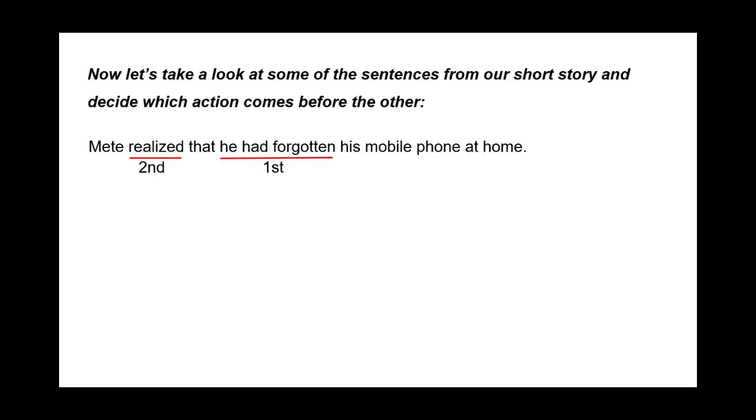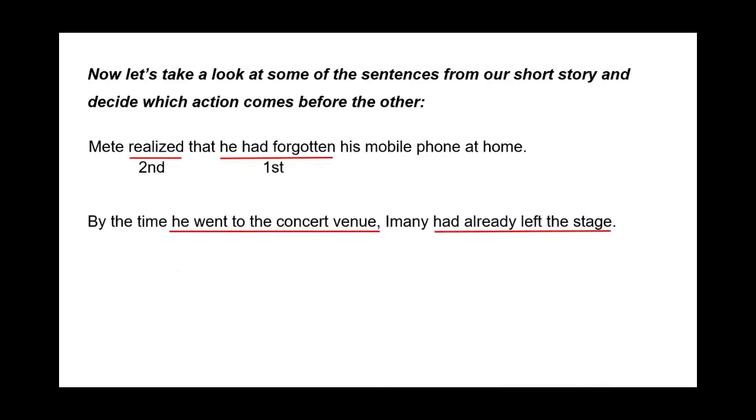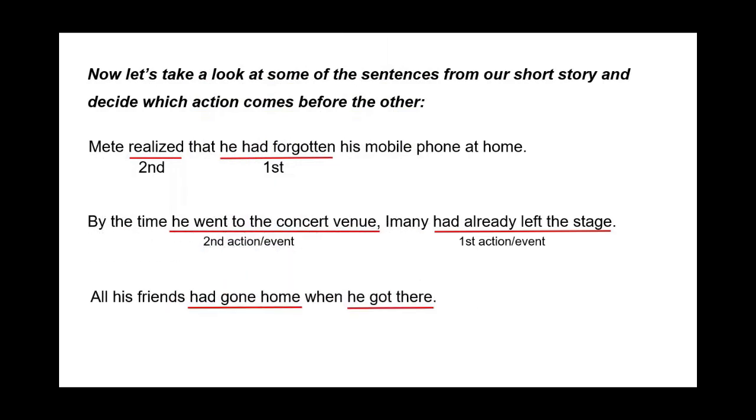Here's our second sentence. By the time he went to the concert venue, Imani had already left the stage. Which action in this sentence happened first? What do you think? Yes. First, Imani left the stage and then Mete went to the concert venue. Here is our final sentence. All his friends had gone home when he got there. Yes. First, all his friends went home and then Mete got to Vishnelik, right?